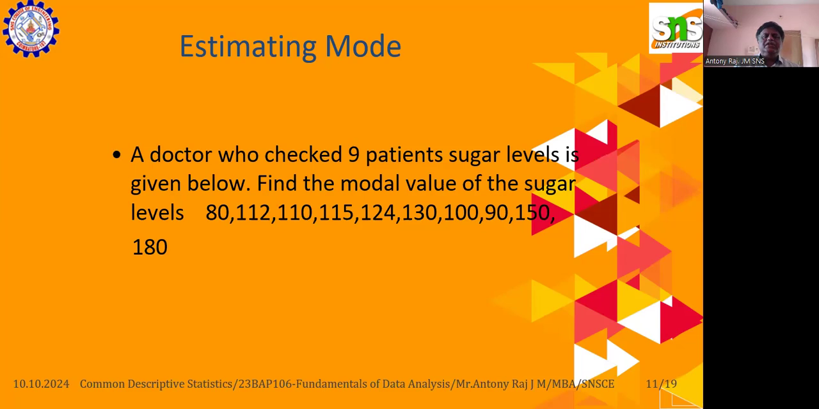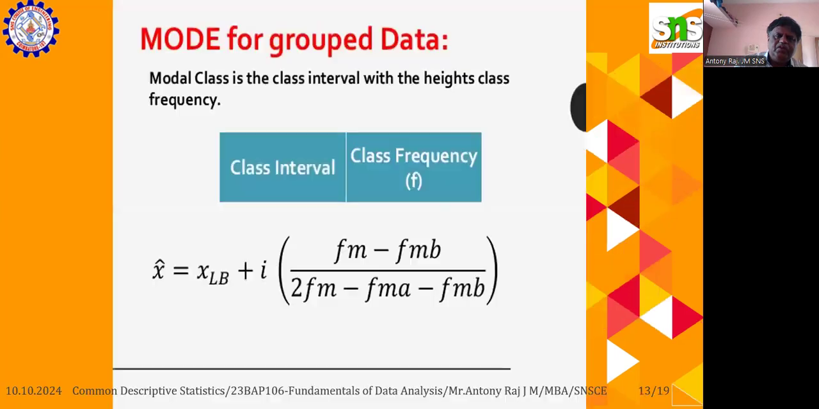Similarly, in this case, a doctor checks the sugar levels of 9 patients, given below, and we find the modal value of the sugar levels. 80, and so on, as given. We can also calculate modal values for this particular case. So is there any mode in this case? There is no mode at all in this case. They are all unique values. Like that we can also do other sums.